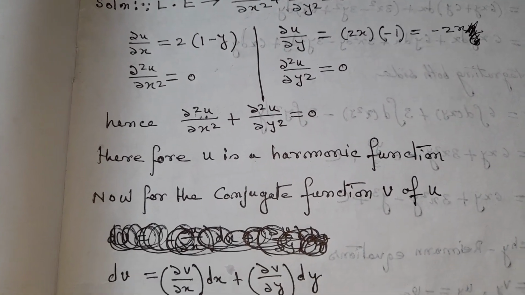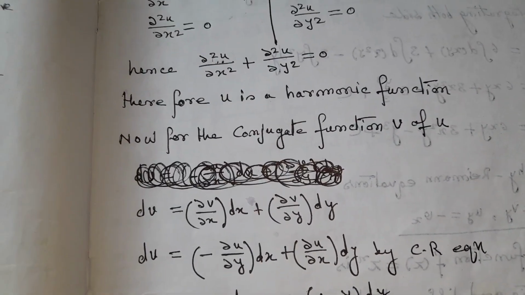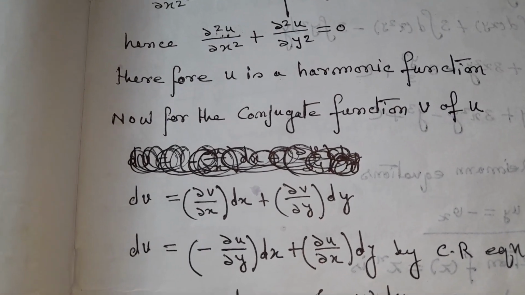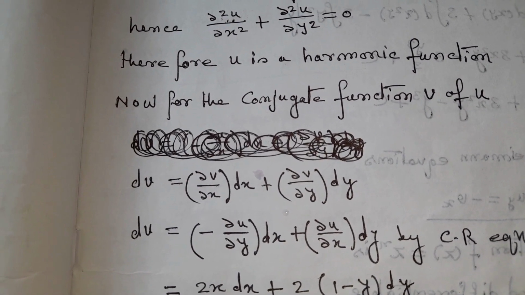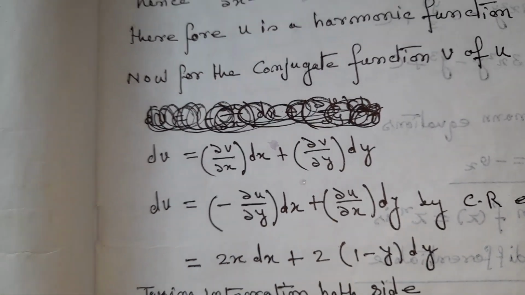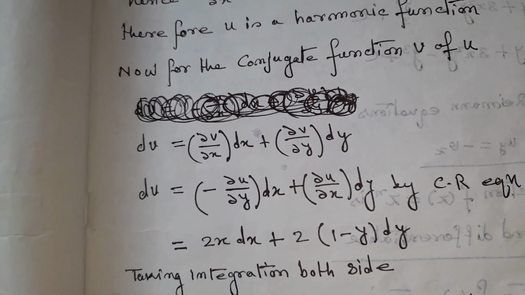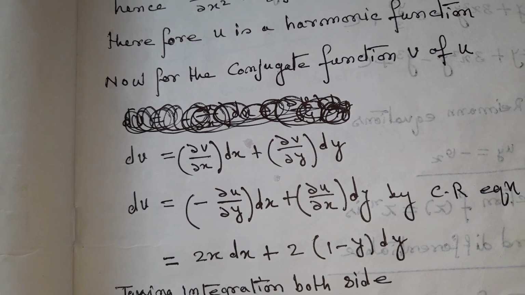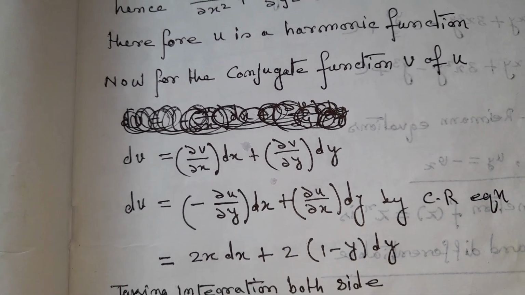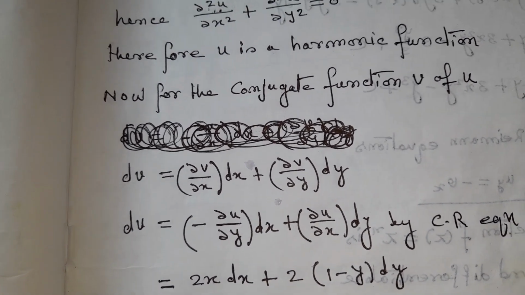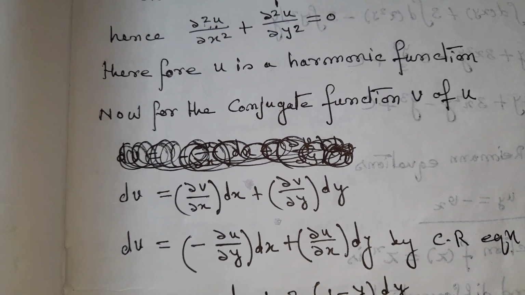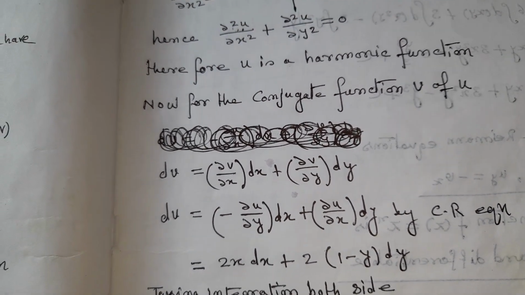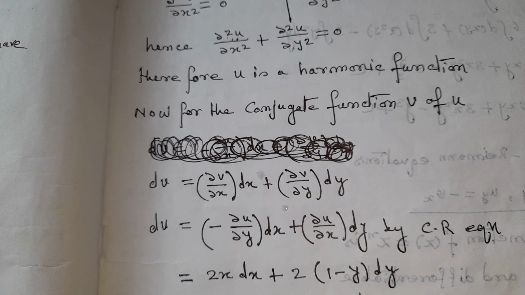Now for the conjugate function v of u, what we have to do, I have already given you in the previous page, you have seen how we can determine the conjugate function. So we are doing that. So dv will be ∂v/∂x dx + ∂v/∂y dy, and dv equals ∂u/∂y dx + ∂u/∂x dy.